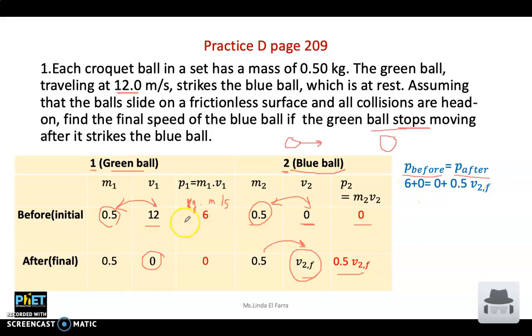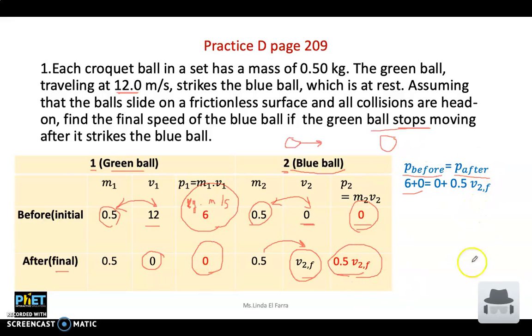Now, P before, you add all the momentum. You see the red one? The initial momentum is 6, plus the other initial momentum is 0, so 6 plus 0, this is before, equals P after. Now, P after, the red one again, this is after. P for the first one is 0 because it stops.